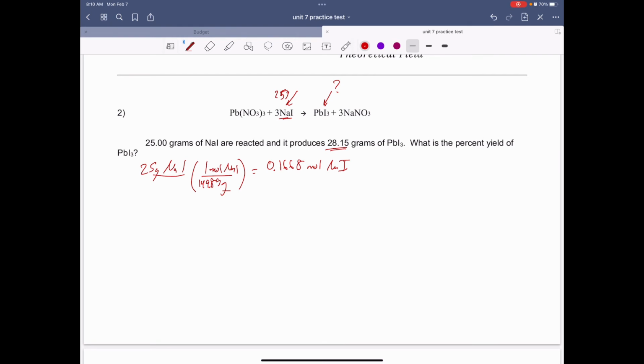Okay, and now we got to do the molar ratio between those two. And this is a 3 to 1 ratio. You know that the 3 has to go on the bottom because, again, the units have to cancel correctly. So I'm going to take this number, divide it by 3. My calculator still has the exact number from before, and this number right here was rounded, so it might be slightly different than what you see on your calculator, but we have 0.0556 moles of PbI3.